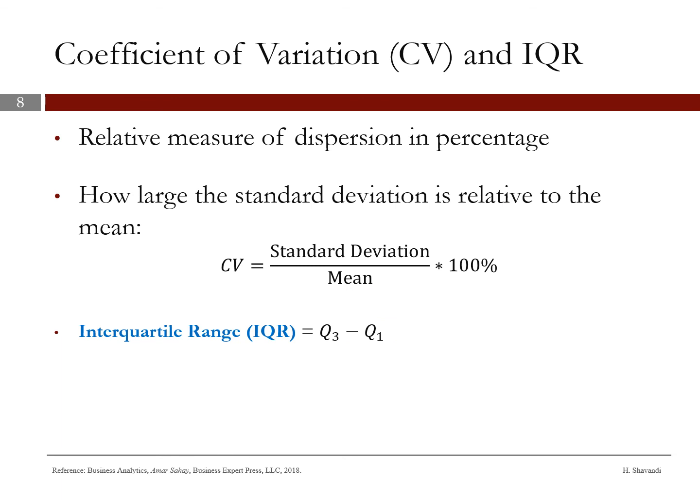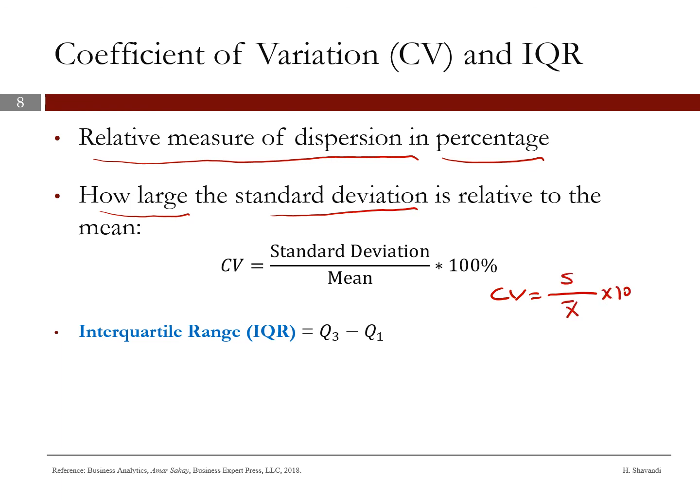Another measure for variation is the coefficient of variation, CV. It's a relative measure of dispersion in percentage. Okay. So actually it tells us how large the standard deviation is relative to the mean. So here if we have the sample measures, then CV would be S over X bar times 100%, okay? Or if we have the population measures, then CV would be sigma over mu times 100%.